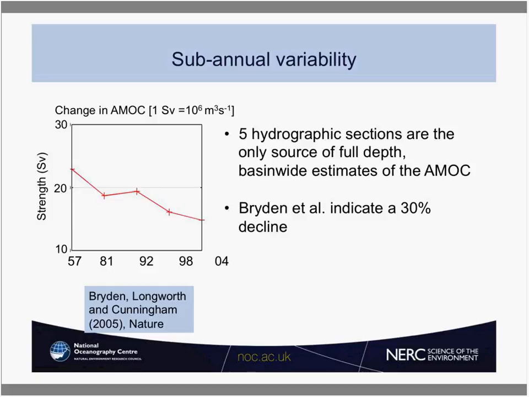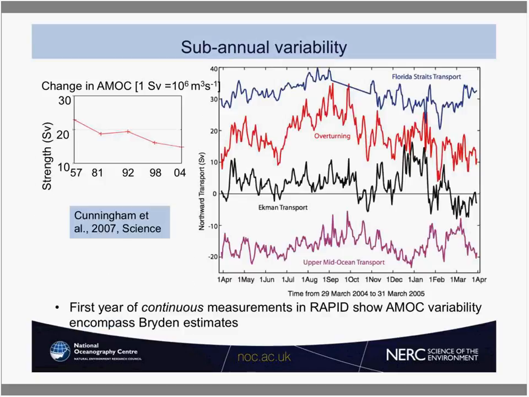So Susan touched on this particular result, the first result, in the last talk. When we started in 2004, there had only been 5 measurements of the overturning circulation from hydrographic sections. This is what's on here. It was reported by Bryden, Longworth and Cunningham, which is a 30% decline in the overturning circulation since the 1950s. With our first year of measurements, the variability that we noticed over a period of a couple of weeks really encompassed what these 5 hydrographic sections had sampled. So I suppose the first result was that the overturning is not declining, it's noisy rather than stalling.